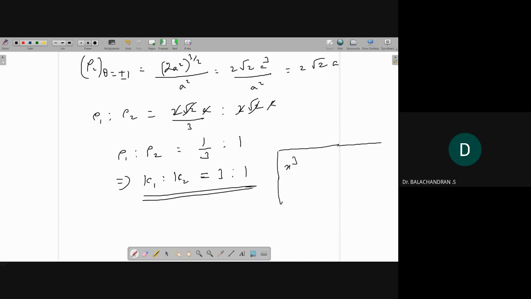x cube plus y cube equal to y minus x into y minus 2x. So at 0 comma 0, this is the curve. So you should use the Cartesian form. So I got dy by dx is equal to, we'll tell the expression also. Please write.